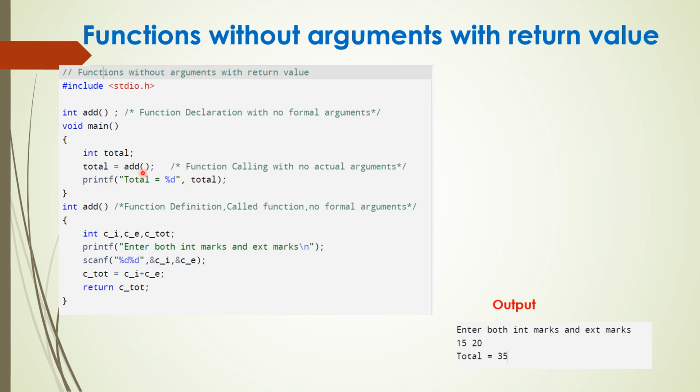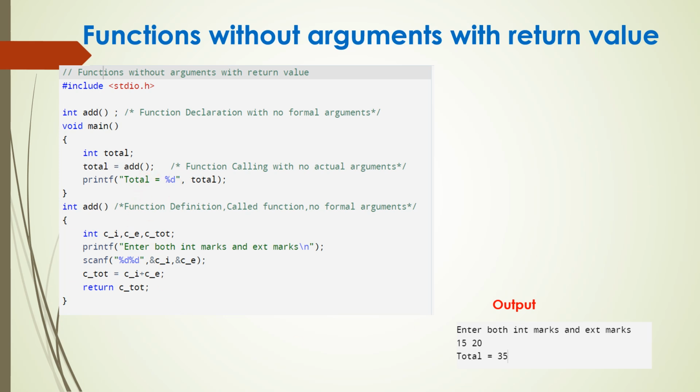Now once this total equal to add is called, it enters the called function where it is int add. So this is my integer type, which is going to be the return type, and add is the function name, and within bracket I don't have any arguments, so I enter the function. I have two parameters. One is the internal value, then the external value or the marks. Then I have the total marks. Then I get the marks and print it. C_total equal to c_i plus c_e. So I just get it. Now here I don't print it because it's a return type. So I return the c_total. I just print it here. Fine. So I don't have any arguments, but I return the value.